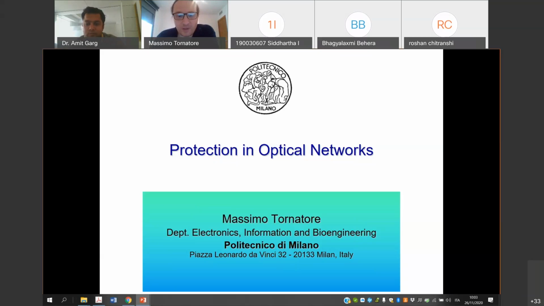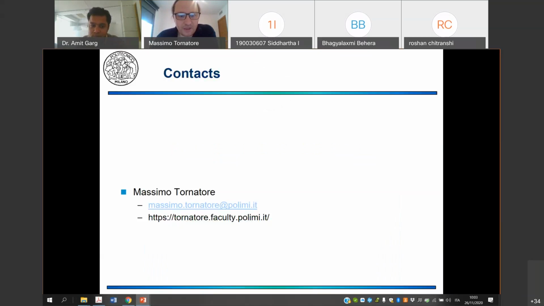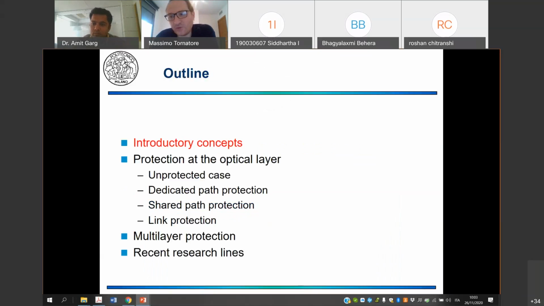So the main topic will be protection in optical networks. I'm going to organize the lecture this way. I'll start with some introductory concepts just to be sure that some terminology and some understanding of what an optical network is, is common, is agreed among us. So not really talking about optical protection at the beginning of the lecture.